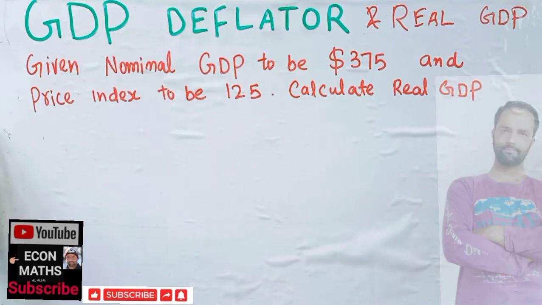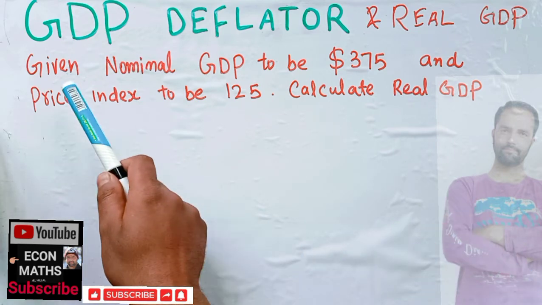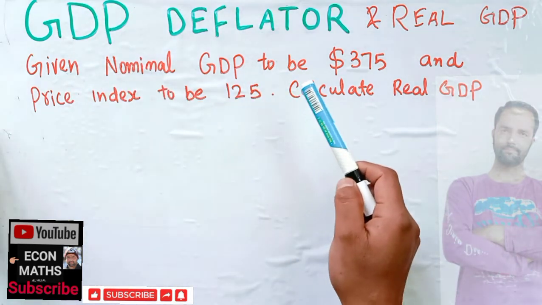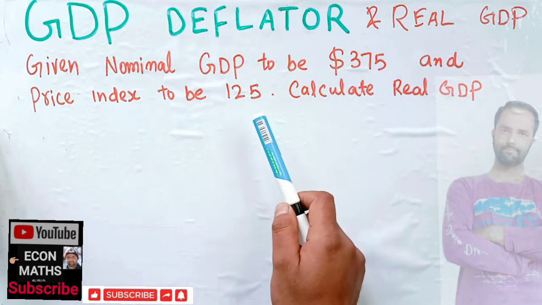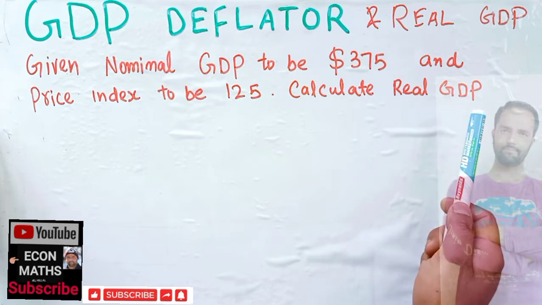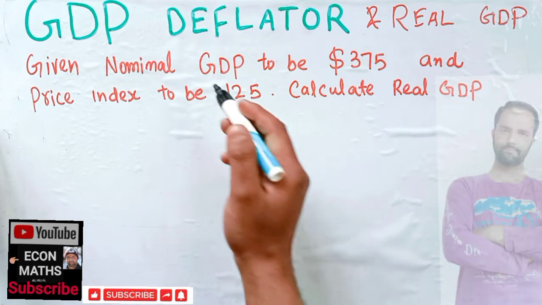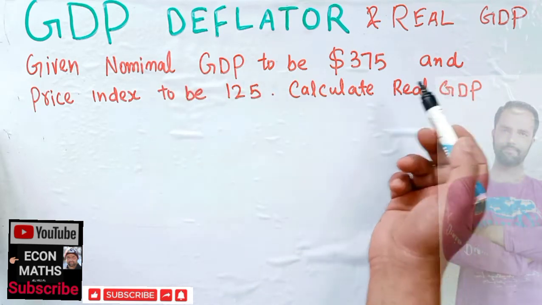In this video, we will try to solve a question on GDP deflator and its relationship with real GDP. The question is like this. Given nominal GDP to be $375 and price index to be 125, calculate real GDP. Okay, so we are being given the nominal GDP and the price index.